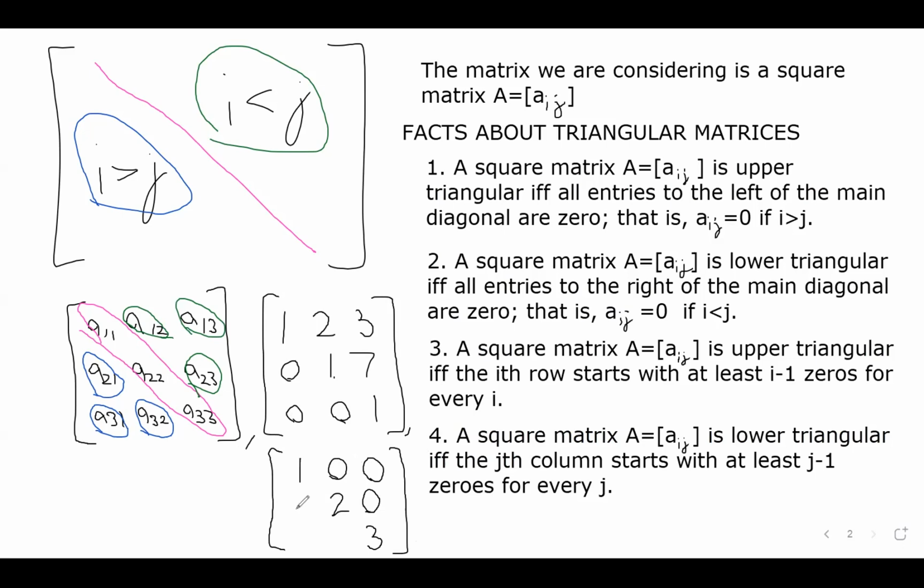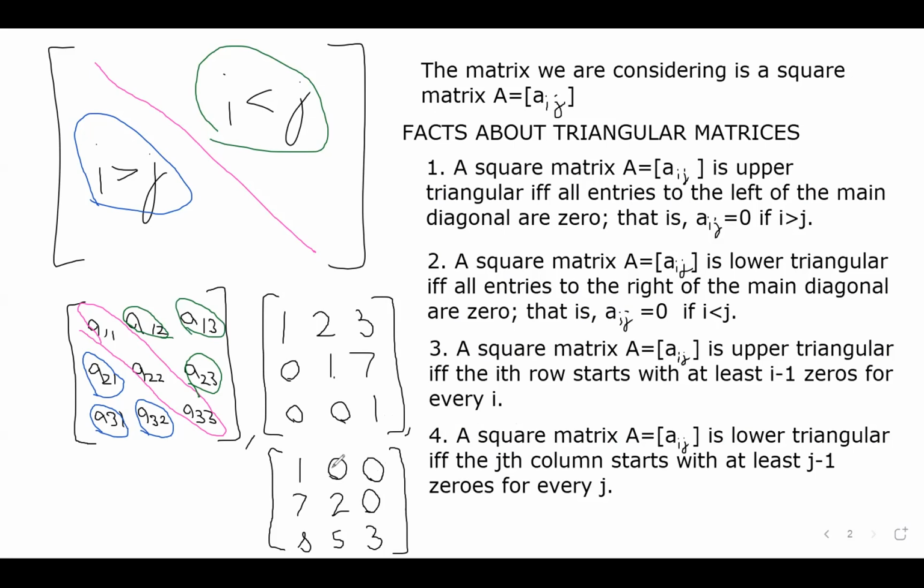I'm choosing to keep all the entries on the main diagonal 0 because it's just the worst case scenario. If some of them were 0, just okay. So, a square matrix A equals A sub ij is lower triangular. Yeah, it's lower triangular, all the entries above the main diagonal are 0.